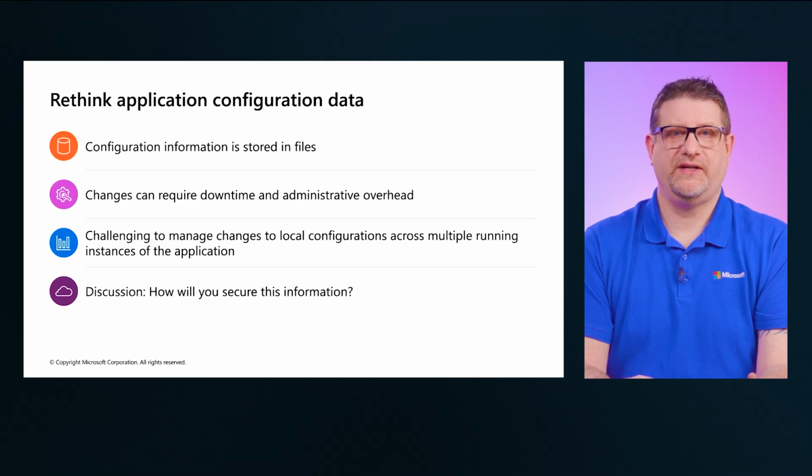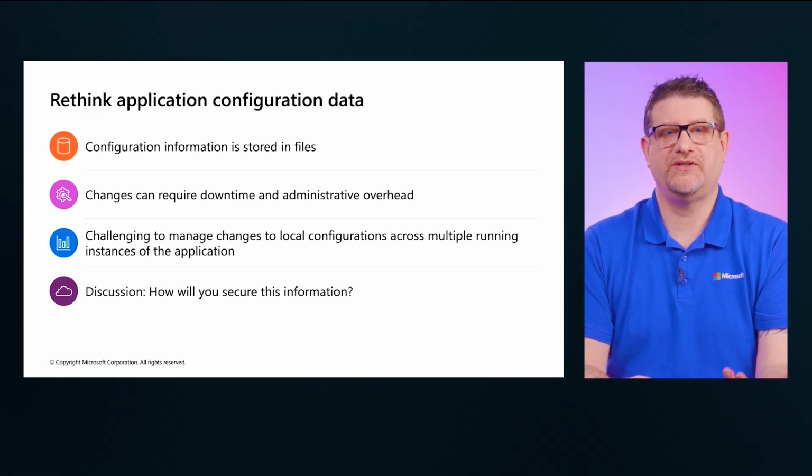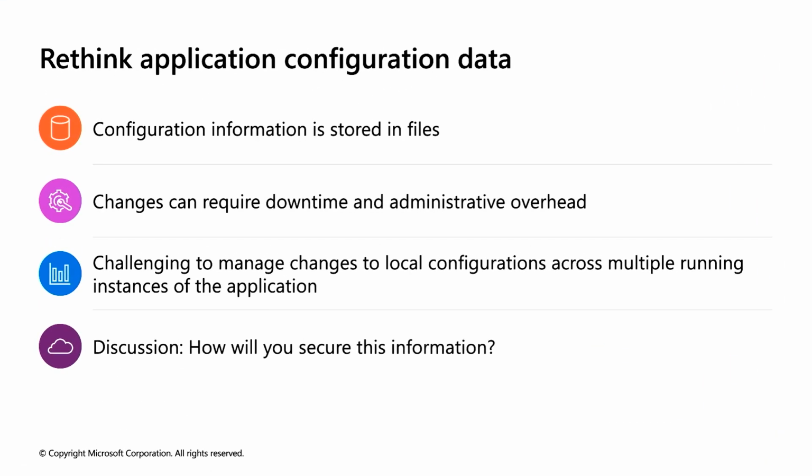Application configuration data is typically stored in files that define how our software behaves in different environments. While this approach is common, it can create challenges. Making changes often requires downtime and extra administrative effort. When multiple instances of an application are running, keeping local configurations up to date becomes even more difficult, increasing the risk of errors and inconsistencies. That's why it's important to rethink how we manage and secure configuration information.